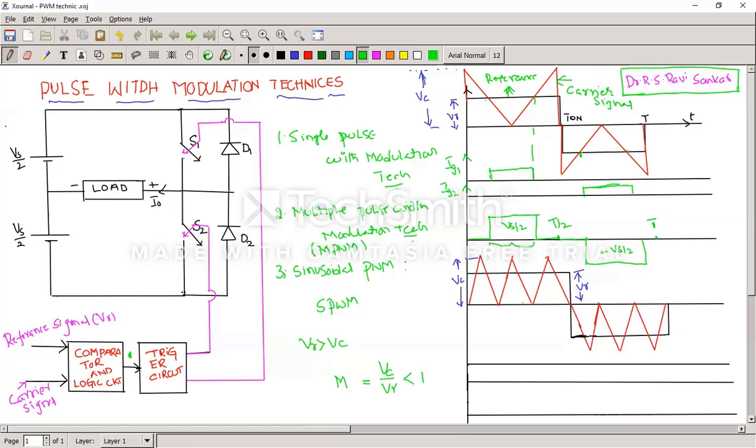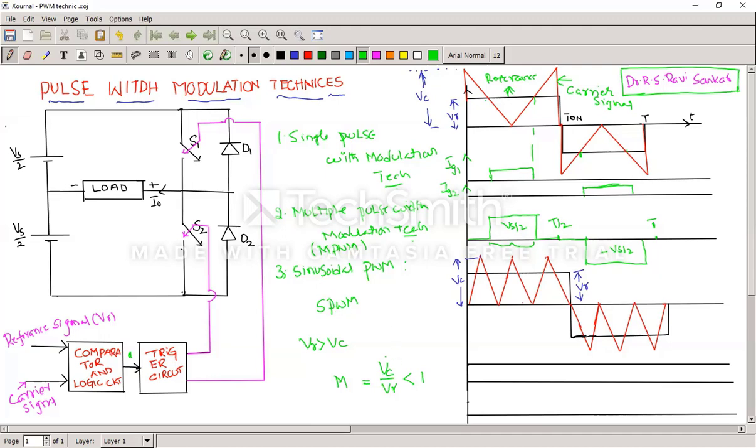Suppose your modulation index decreases, mathematically we are decreasing this height relative to VR. Then as per this logic, you get the pulse from omega t equal to 0 to T by 2, from this point to this point, to S1. So we get the full base voltage, and the output voltage is also the full. So the RMS output voltage will be more.